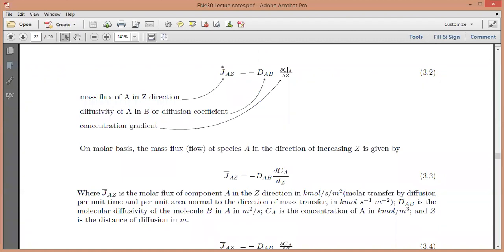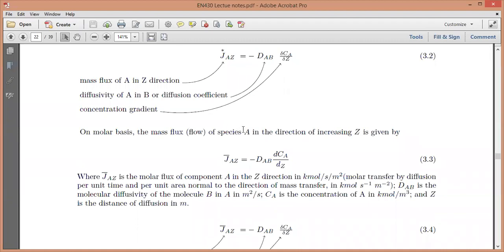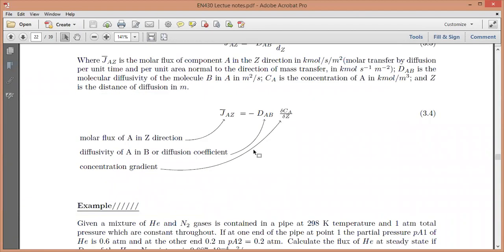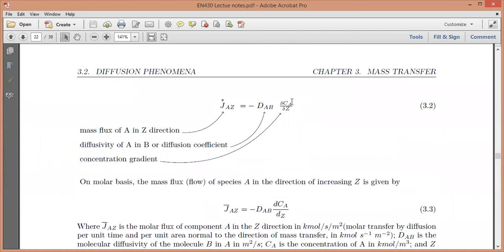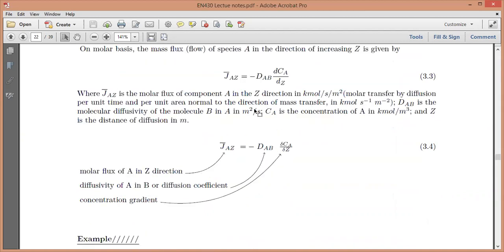Okay. It can also be across a concentration gradient. So if you are given concentration values, this is how you apply them. You have diffusivity, and then you have that concentration gradient, which is delta CA over delta Z. That is delta concentration, so concentration 1 minus concentration 2, and Z also, Z1 minus Z2. On a molar basis, the mass flux of species A in the direction of Z increasing is given by this formula. If you're going to say 2 minus 1, then you have to get rid of that negative there.